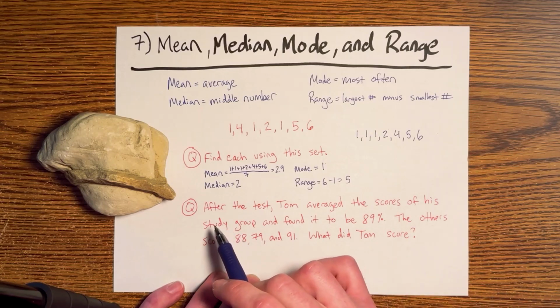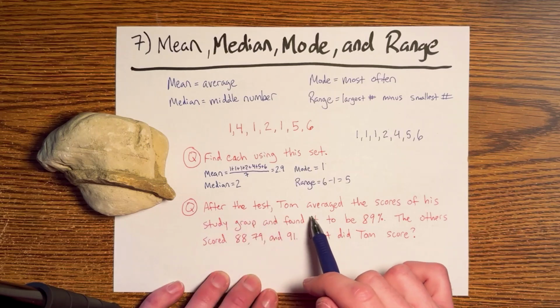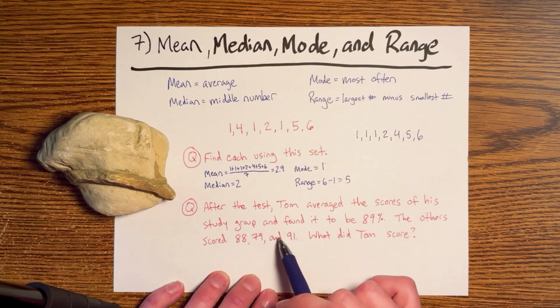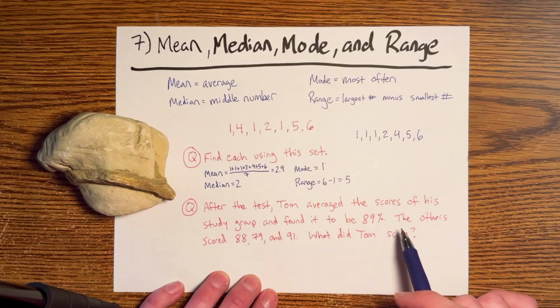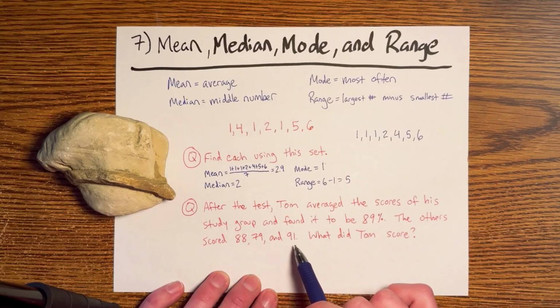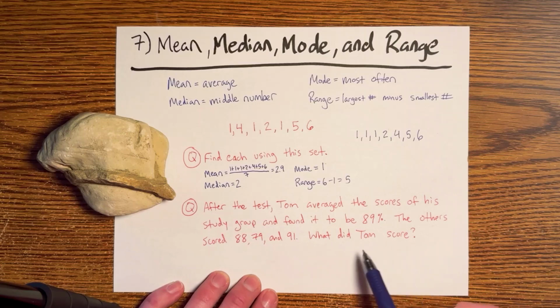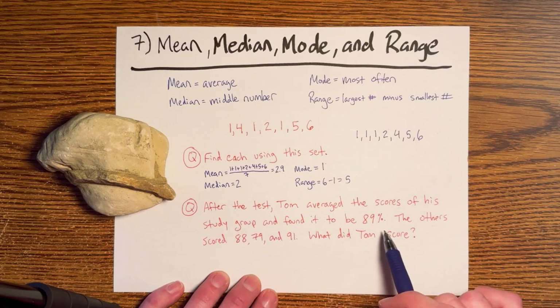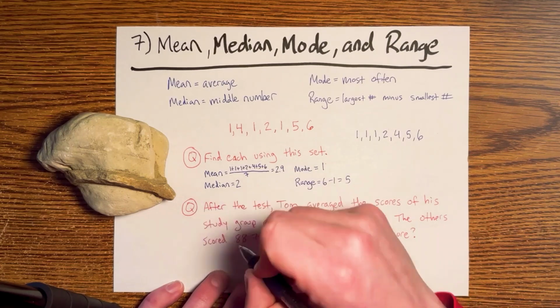You'll also need to find a missing value when given an average. So a question for that could look like this. After the test, Tom averaged the scores of his study group and found it to be 89%. The others in his study group scored 88, 79, and 91. What did Tom score?